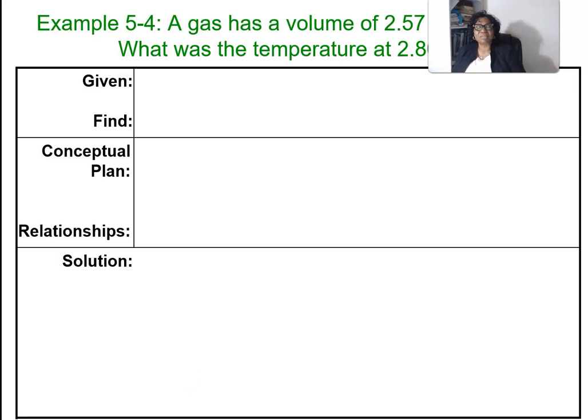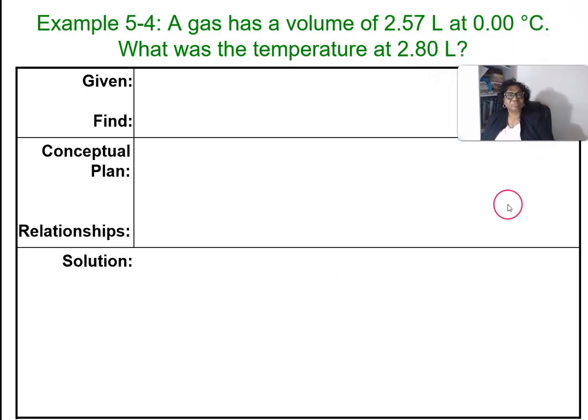So let's do some examples. Let's try some examples here. A gas has a volume of 2.57 liters at 0.0 degrees Celsius. What was the temperature at 2.80 liters?